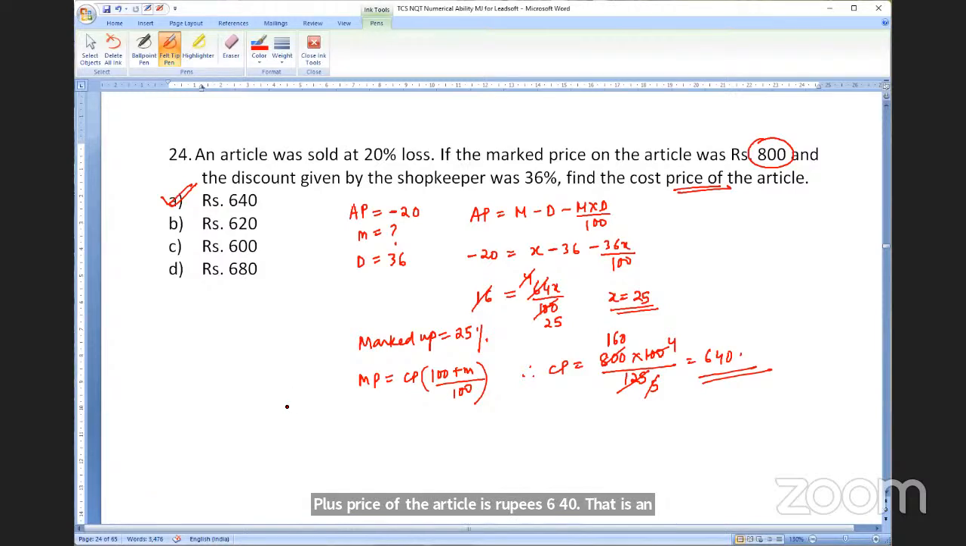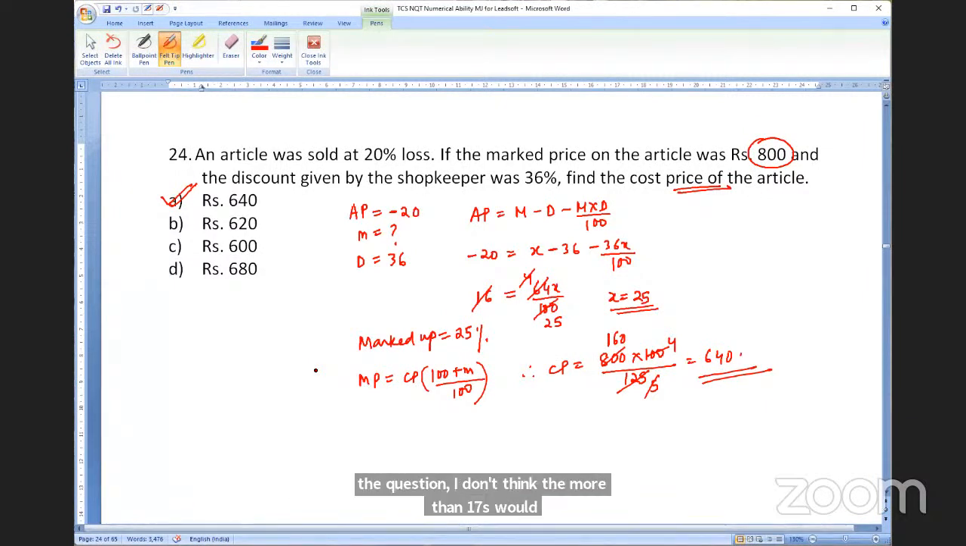Very good. I deliberately solved step by step so that things are clear to you all. At any point of time, you may avoid writing. You just write what we need to write and solve as quickly as possible according to the time given to the question. I don't think more than 17 seconds would be given to this particular question. Fair enough? Great, great, great. Good. Many of you have answered.